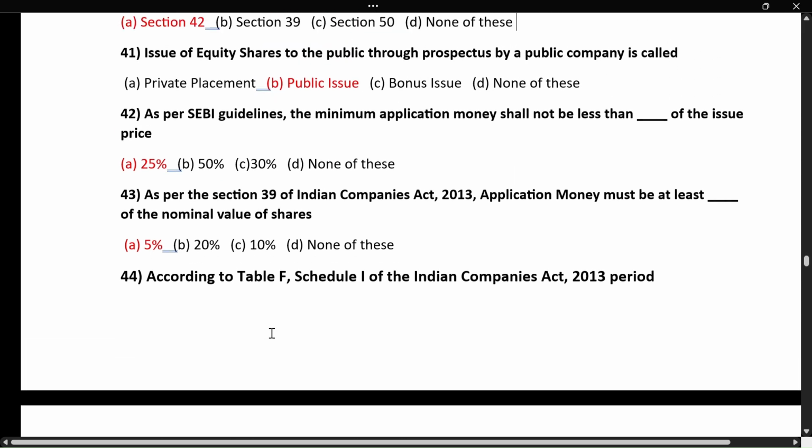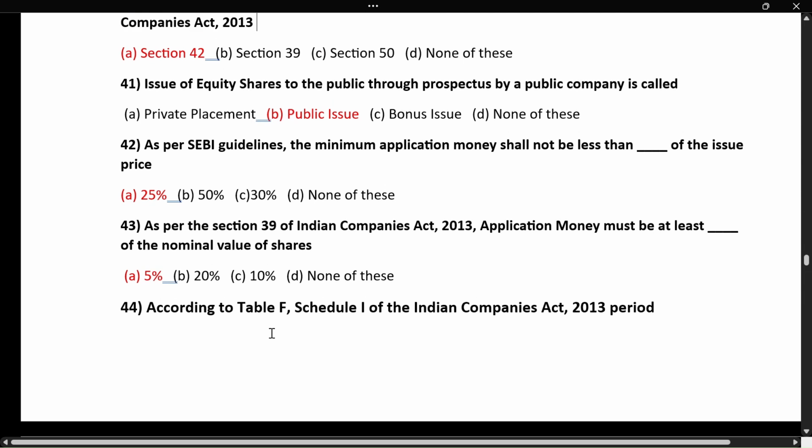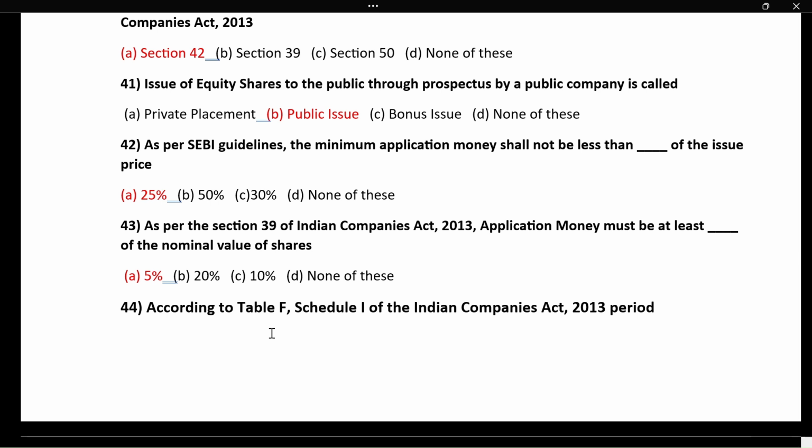Next, these are all given in the 'Do you know' fact. It is given in the box. You can refer to it if you have any doubt regarding these questions. Issue of equity shares to the public through a prospectus by a public company is called public issue. As per SEBI guidelines, minimum application money shall not be less than 25% of the issue price.